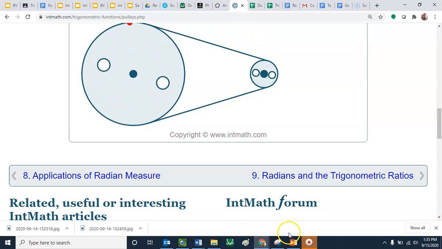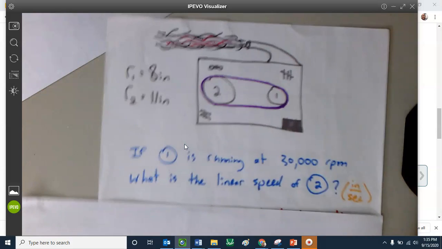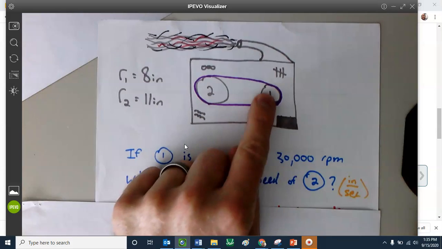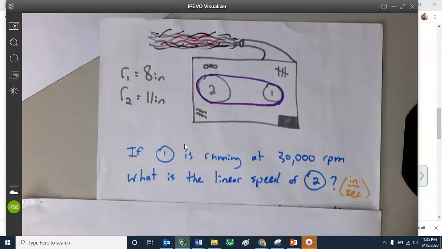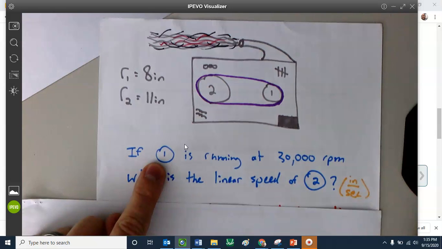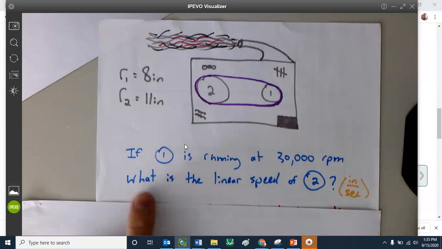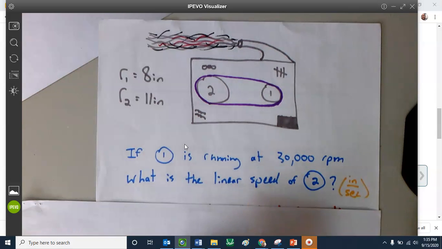Okay, so let's finish these notes up. We'll do one example problem. Looks something like this. I have a little machine being pulled here by a pulley system. Wheel number 1 is driving wheel number 2. They're connected with a belt. I have the radius of both. I know that wheel number 1 is running at 30,000 revolutions per minute. That's what RPM stands for. I'm asking you, what is the linear speed in inches per second of wheel 2?